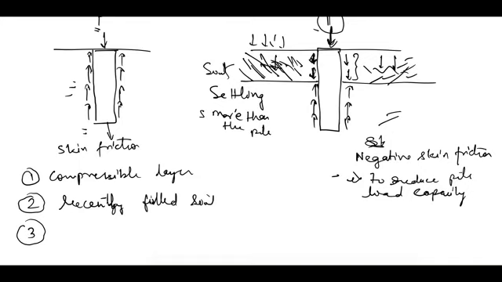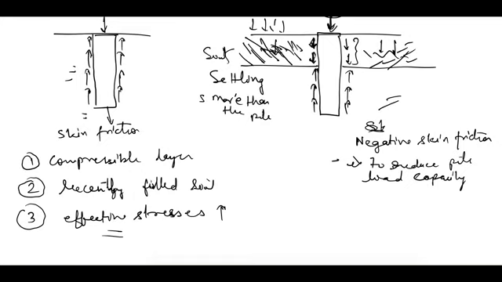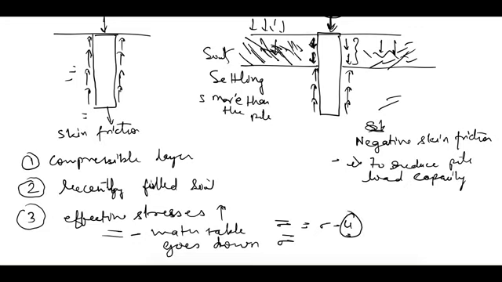And the third reason can be if the effective stress increases. We know that consolidation is a function of effective stress. So if somehow effective stress increases, then this settlement will be more. Now why does this effective stress increase? The reason is the water table goes down, and we know this relation: effective stress is equal to total stress minus pore water pressure. So if the water table goes down, then the pore water pressure decreases, and hence the effective stress increases, which will lead to the settlement of this layer.